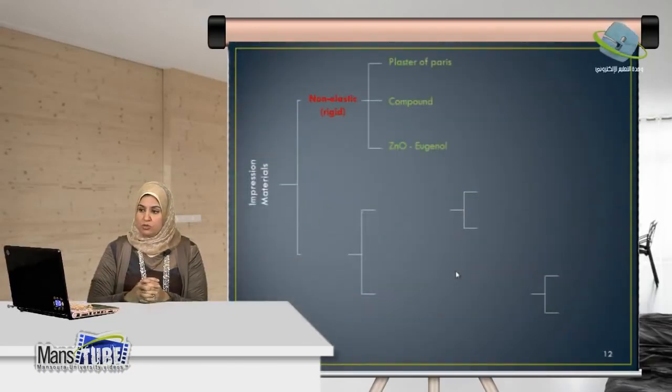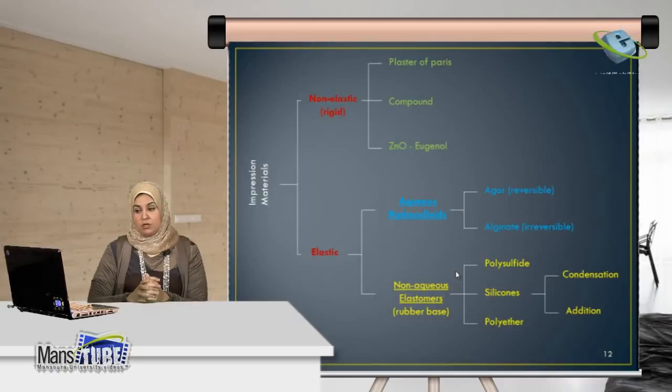The first group is called non-elastic impression materials or rigid impression materials, and the second group is called elastic impression materials. For the non-elastic impression materials, we have plaster of Paris, compound, and zinc oxide eugenol impression material. For the elastic impression materials, we have hydrocolloids and elastomers, and hydrocolloids include agar and alginate. Elastomers include polysulfide, silicones, and polyether.